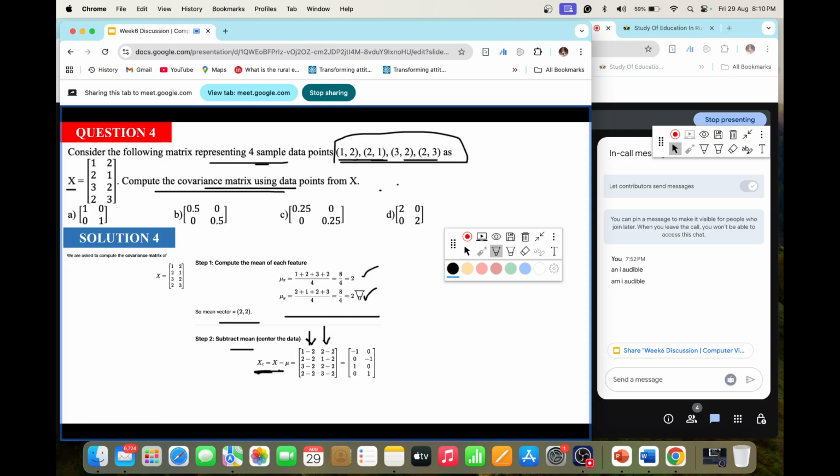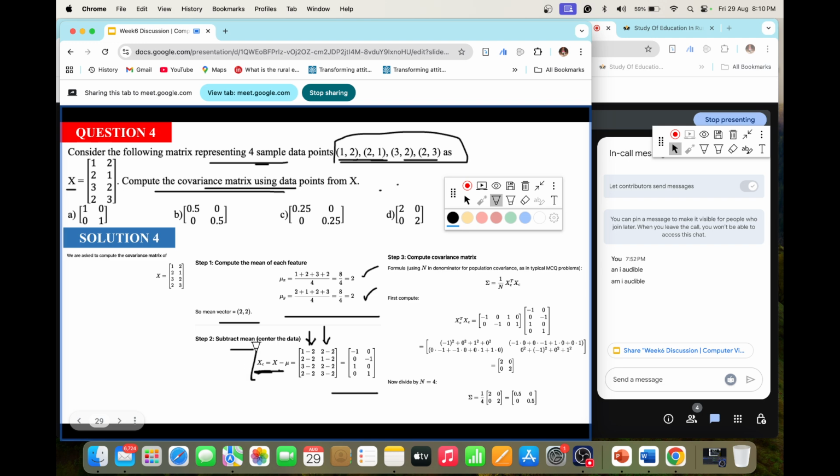As mu y and mu x both are equal, so just subtract by your mu vector. By this you can center the data and get the xc matrix. Once you have the xc matrix, you have to calculate the covariance matrix. Covariance matrix is given by 1 by n, xc transpose, that is the transpose of the center matrix, into the center matrix.